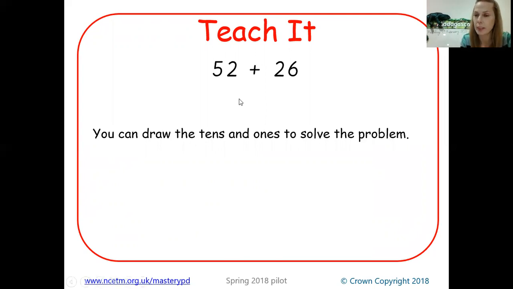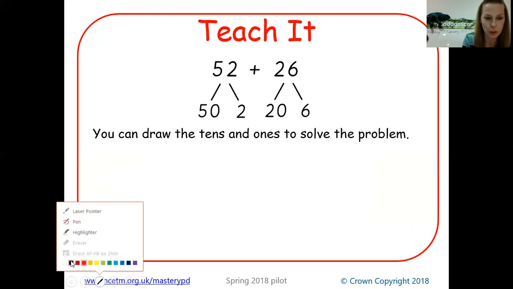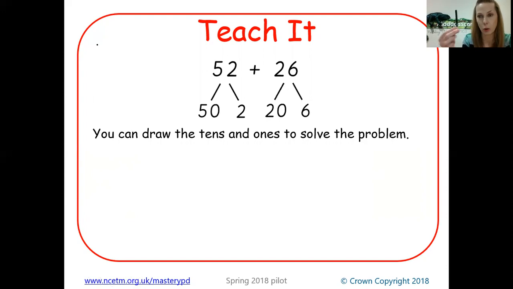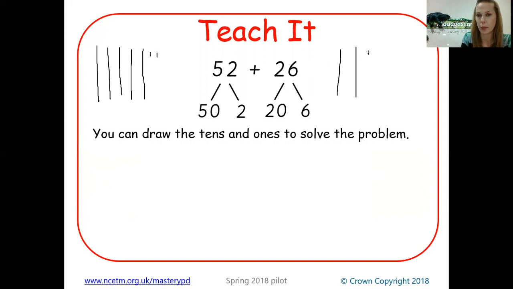So exactly the same, I need to split my 52 into 10s and 1s. So I've got 5 10s, which is 50. Okay, and I've got 2 1s. 26 is made up of 2 10s, which are 10, 20, and 6 1s. So now I'm going to get my pen and I'm going to draw it so I can show you. So just like the long thin Lego, I'm going to draw long thin sticks for 50. So that's 10, 20, 30, 40, 50. And then for my 2 1s, I'm just going to do a little tiny line there. And then 26, I'm going to do over here. So I've got 10, 20, and then 1, 2, 3, 4, 5, 6 1s.